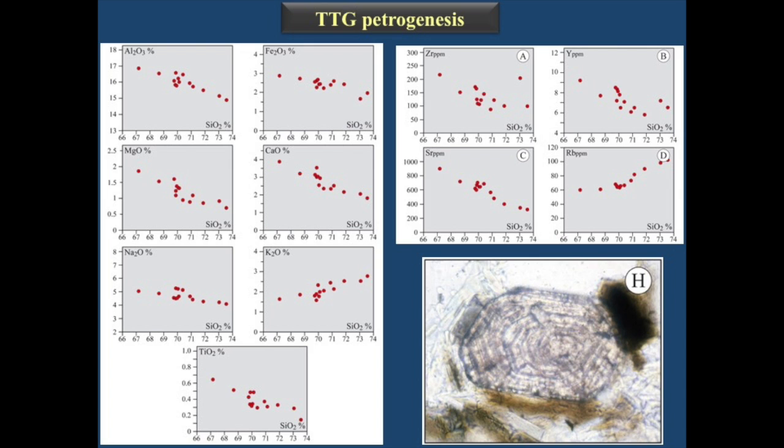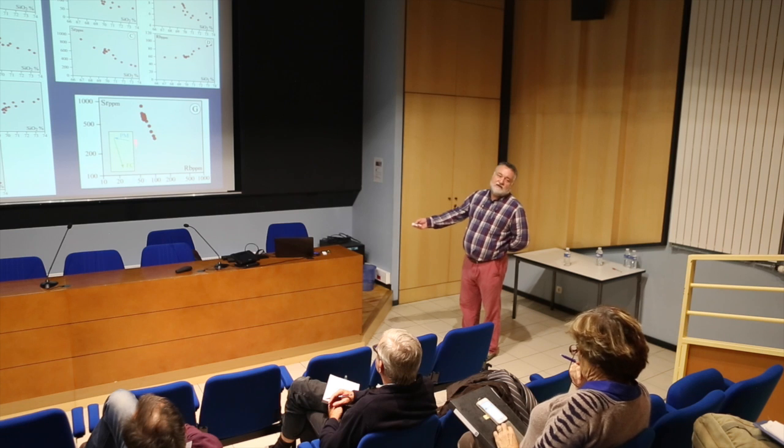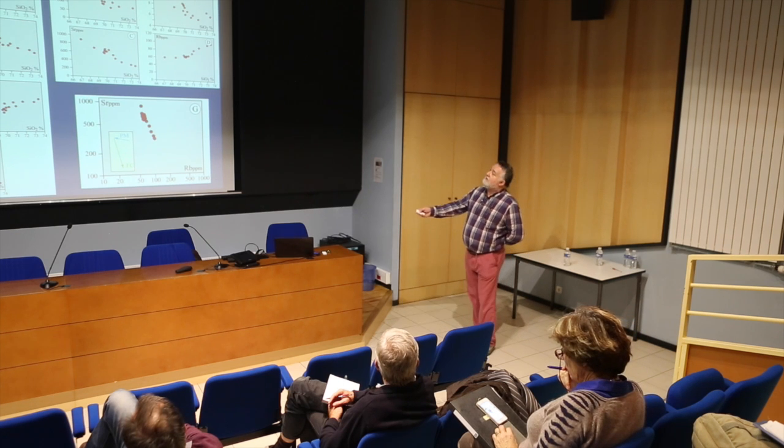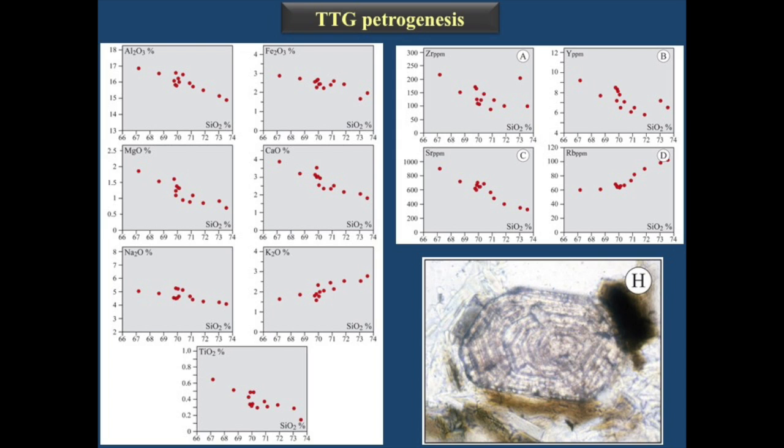What is the mechanism? We can use this kind of diagram, where we plot here a strongly compatible element, and here a strongly incompatible element. In this kind of diagram, partial melting will give a more or less horizontal trend, and fractional crystallization a vertical trend. Obviously the trend is more vertical than horizontal, so that means that these trends of differentiation are due to fractional crystallization. If you are not convinced by this, in the TTG we can find crystals, just like this crystal, with zoned crystals.